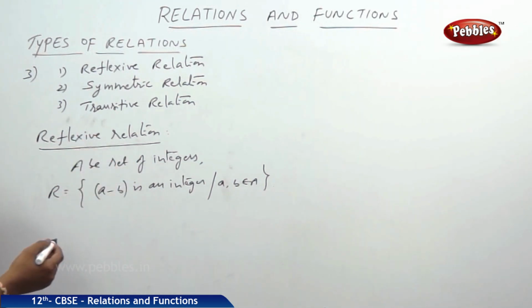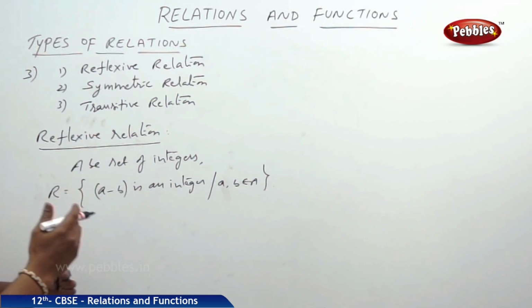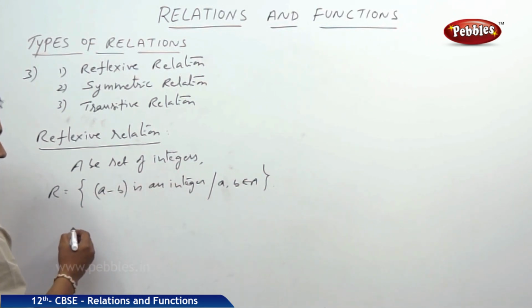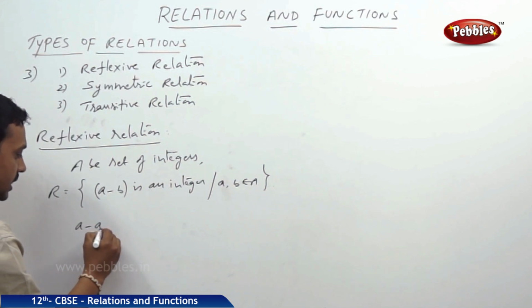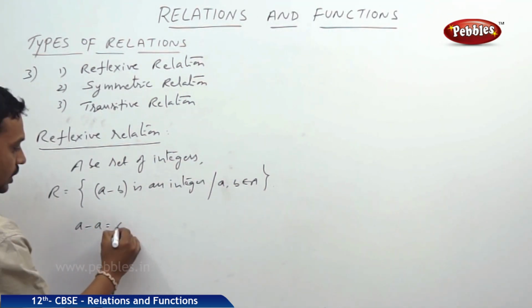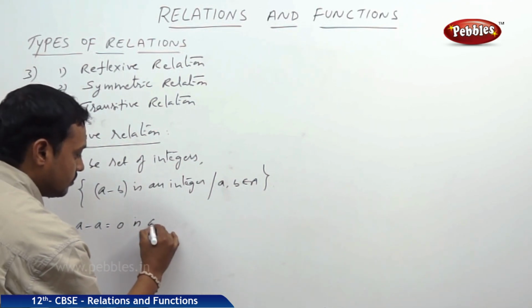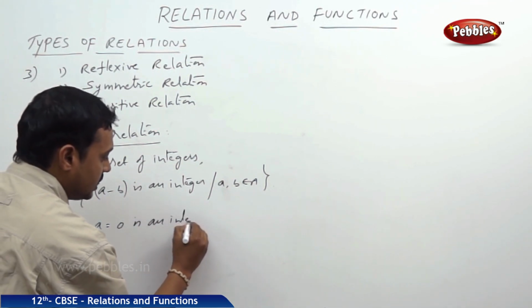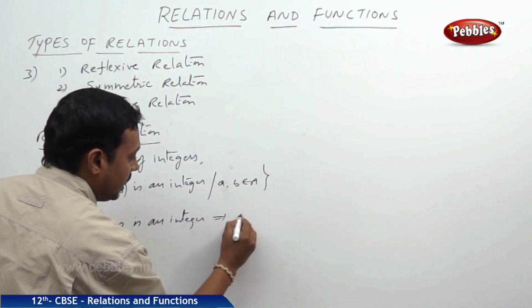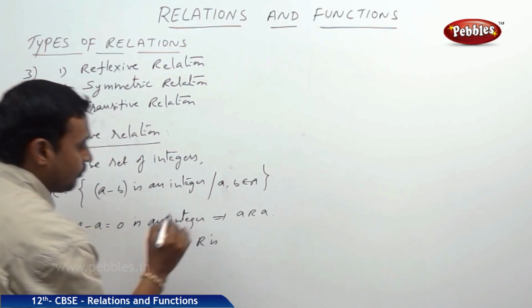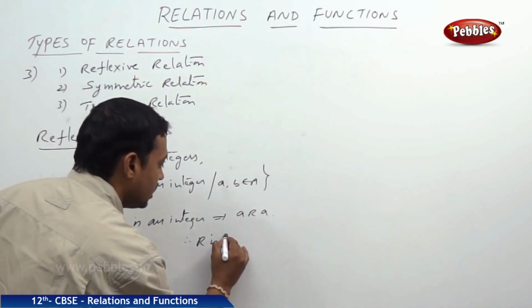For reflexive, what is the definition? Every element is related to itself. Now suppose I choose A. Then A minus A is equal to 0, and 0 is also an integer. That means A is related to A. Hence, the relation R is reflexive.